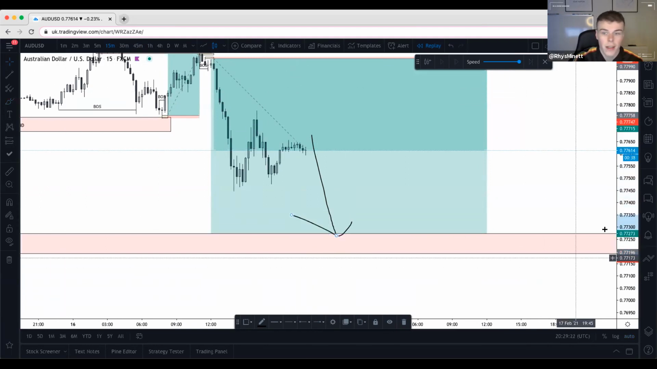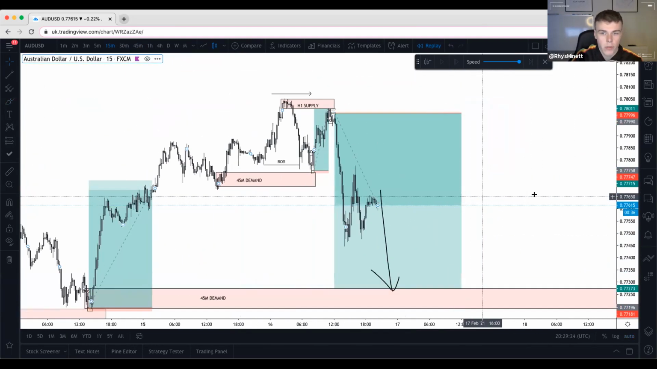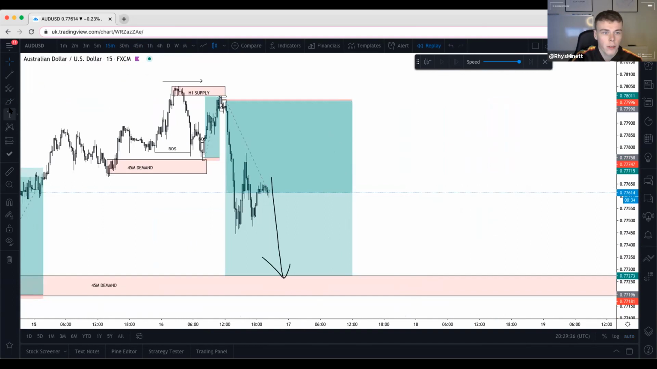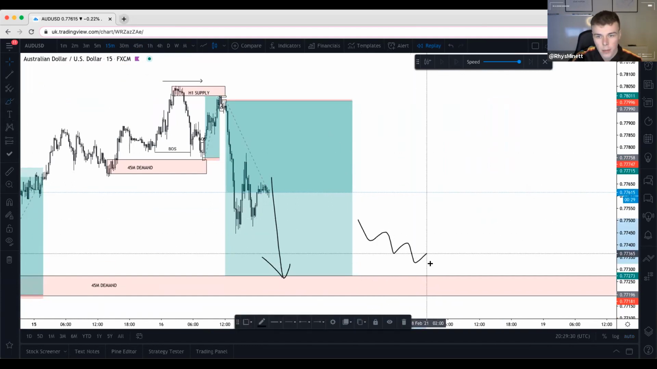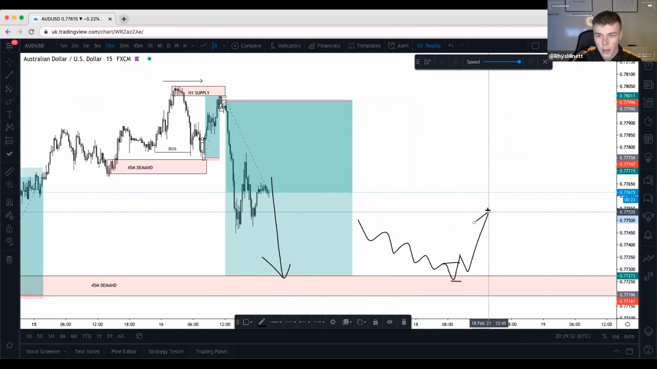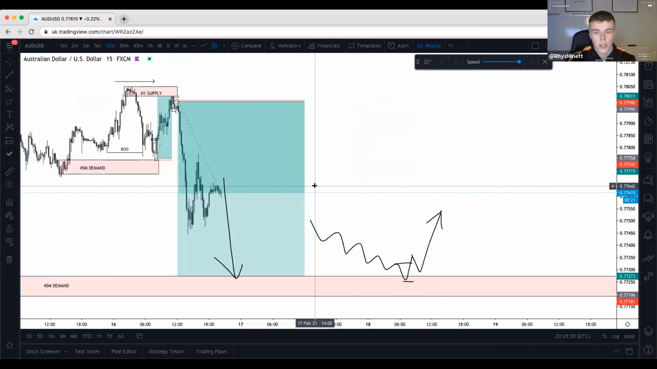Then what do we do once it's in there? Like, it's just literally just rinse and repeat. Then we look for our lower time frames to come into this point of interest, break structure, catch entry, bang. Very, very simple. We're just looking for that.